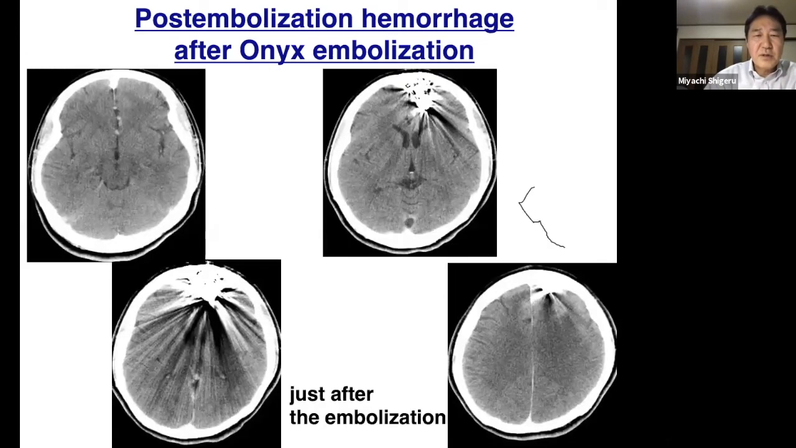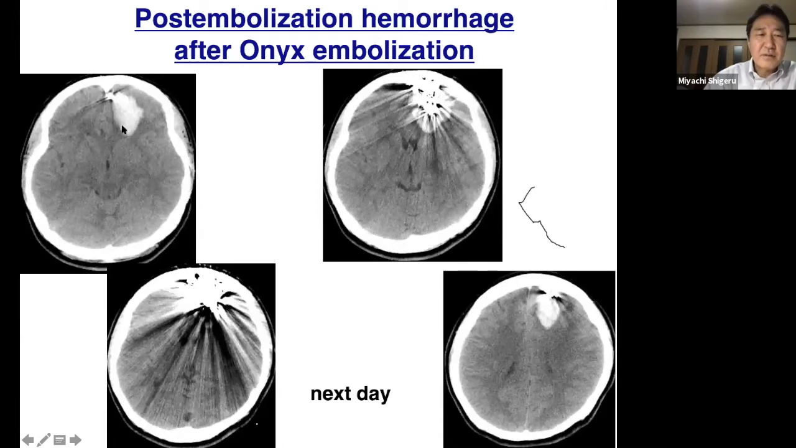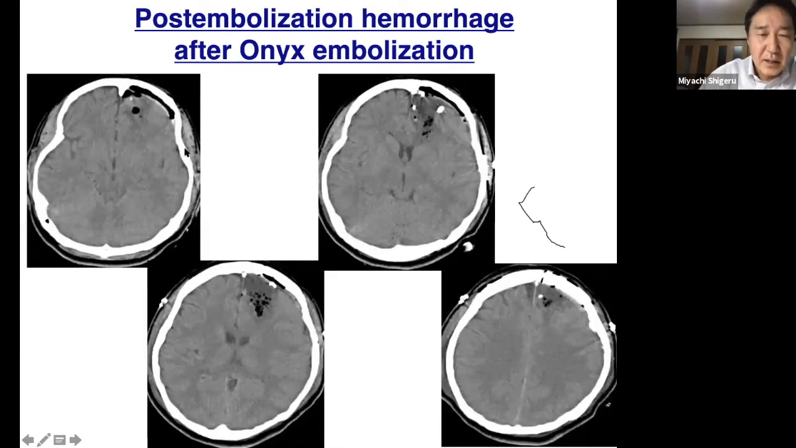So just after the embolization, you see the very high artifact from this Onyx because of the tantalum powder. But you see the next day, it's a big hematoma. So the nidus was AVM rupture. And that's just after the removal of the AVM. Of course, that is very easy to remove because the Onyx was so totally filled inside the nidus. But actually, that is the pitfall and some complication.